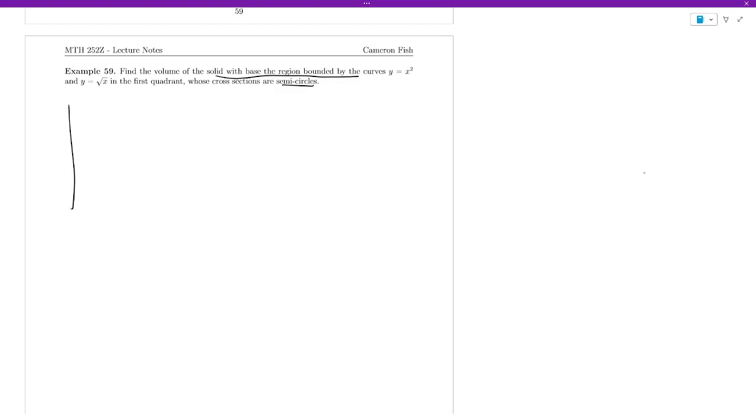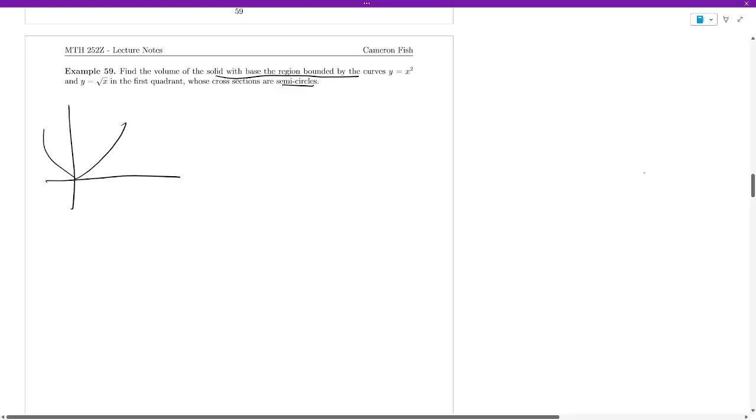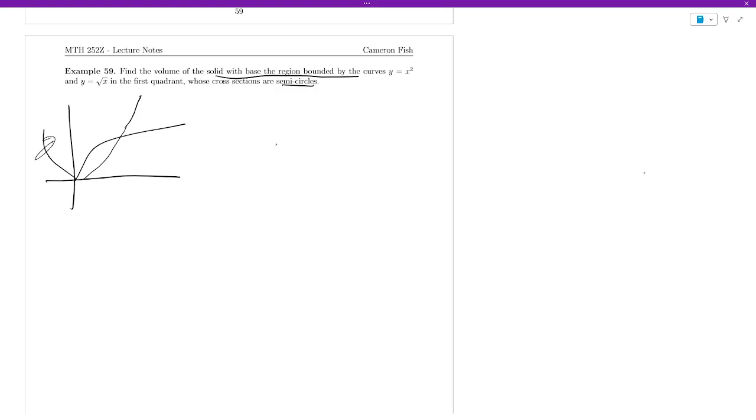But it's saying here we have these two curves, y equals x squared and y equals root x. So this is what we had on the screen before, in the first quadrant, meaning here. So this is the region we're interested in. I mentioned that because in theory the curves could intersect over here or something. They don't in this case.